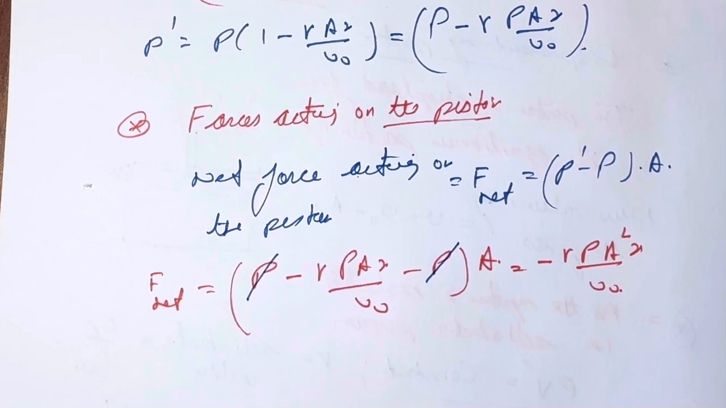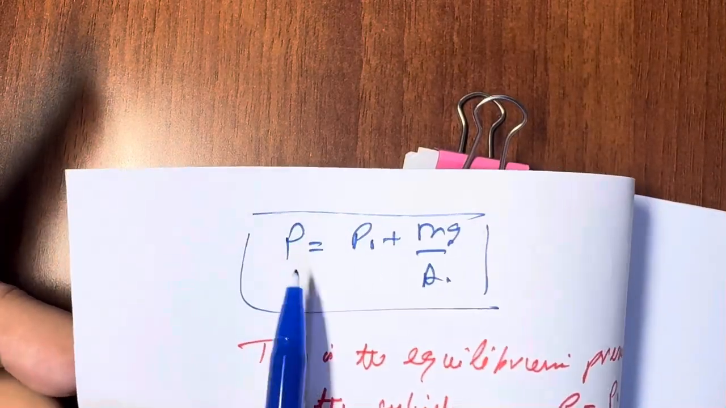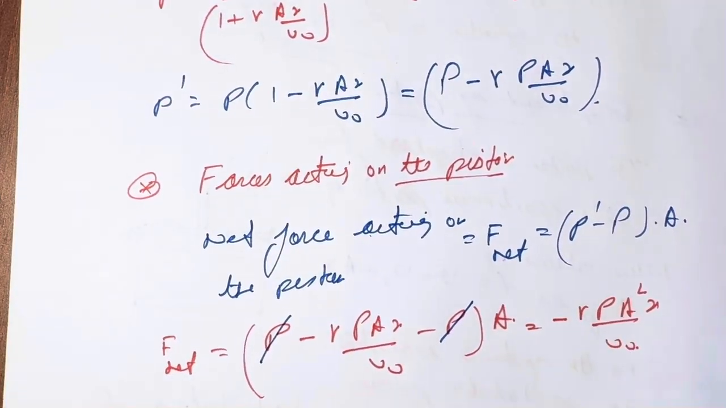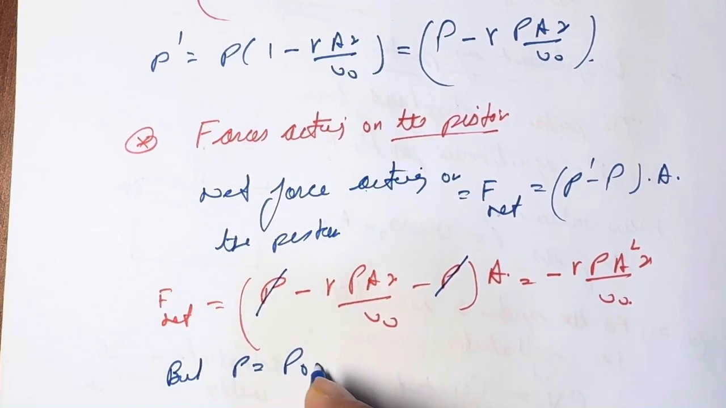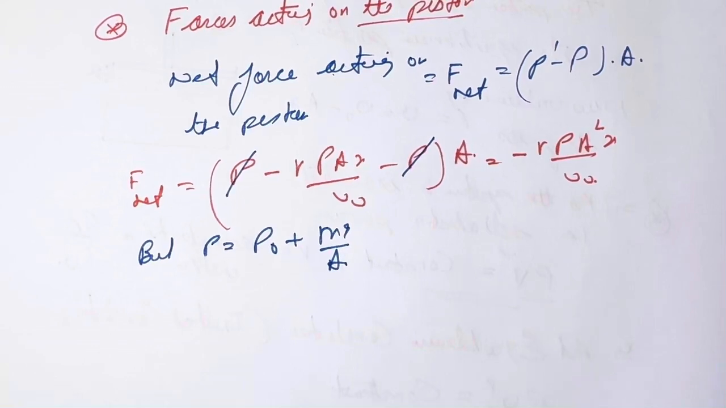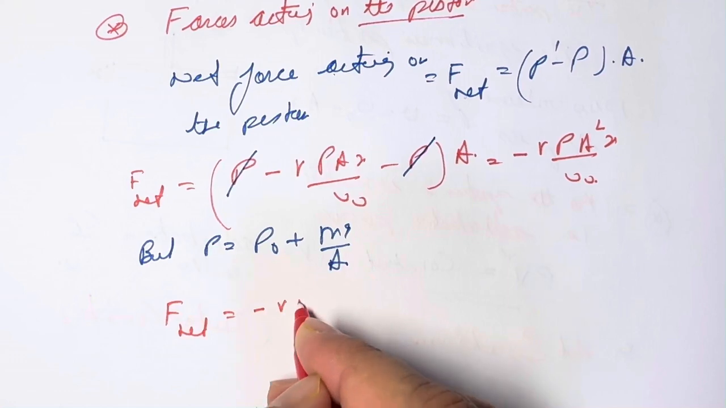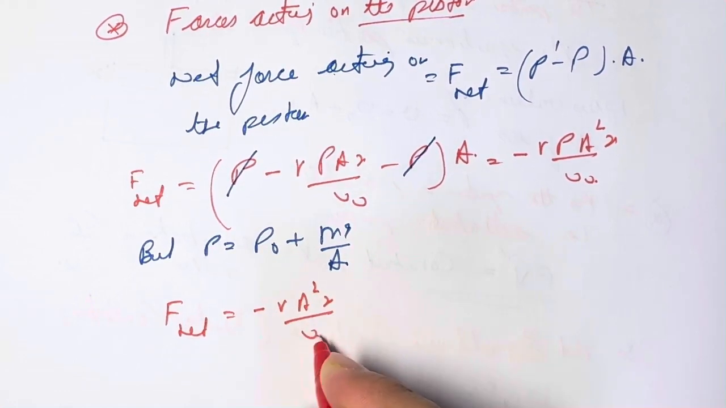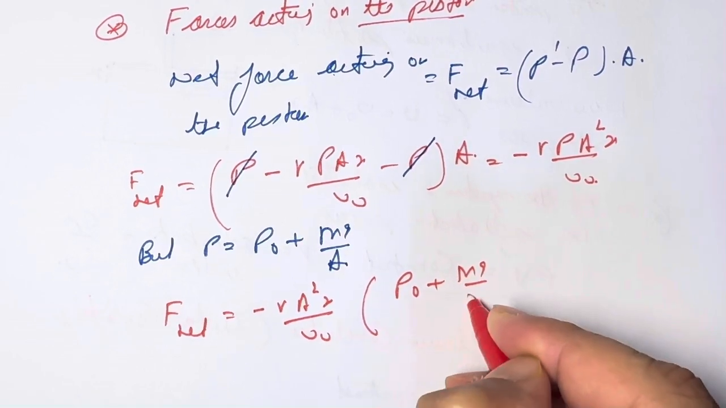And we also know the relationship for P which we calculated, P is equal to P naught plus mg upon A. So we are going to use this relationship and substitute here. So we can write that F net is equal to minus gamma A square X upon V naught times P naught plus mg upon A.